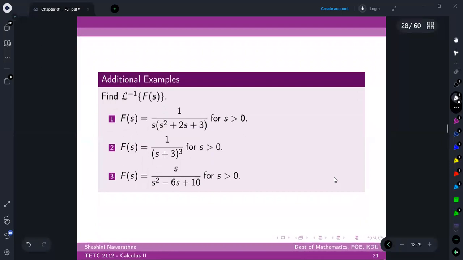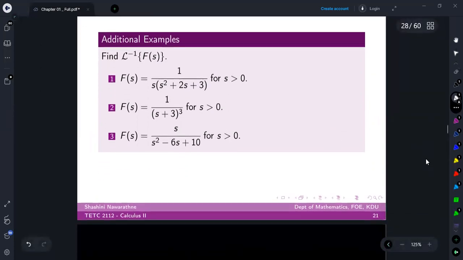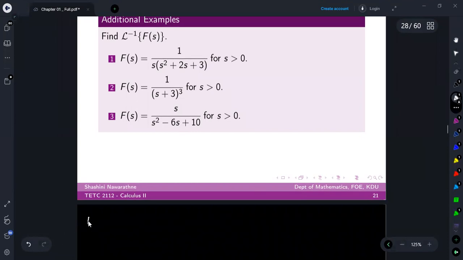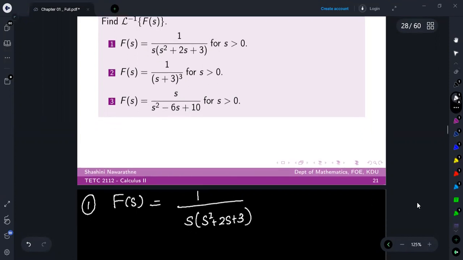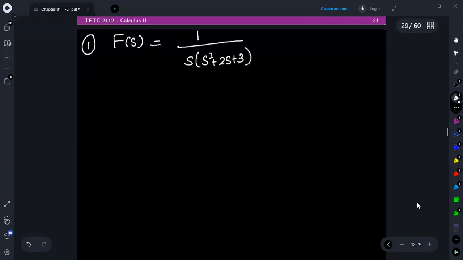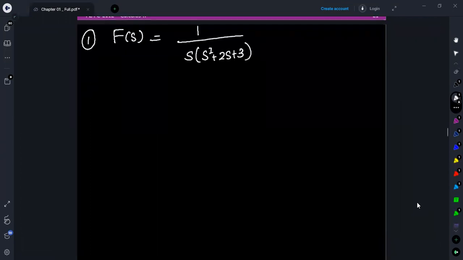And then I have added some additional examples. So in the first example, we can see that capital F of s is given as 1 over s times s squared plus 2s plus 3. And here, if we just look at this function capital F of s, we cannot see such a function in our table. So if we complete the perfect square, even then we cannot identify this type of function in our table.